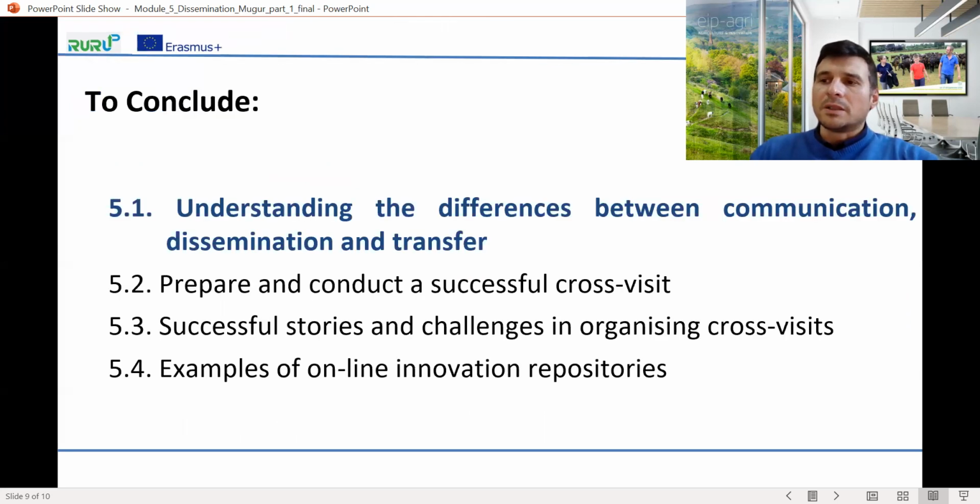In the first part about dissemination and communication activities, you learned about the theory behind strong communication and dissemination activities. In the next part of this module, you will learn how to organize cross visits and demo events. Currently, they are recognized as being the most efficient dissemination activities, supporting the transfer of the innovation to the end users.